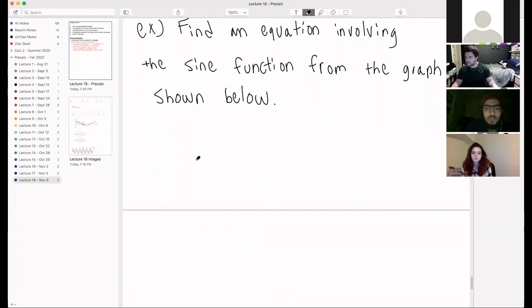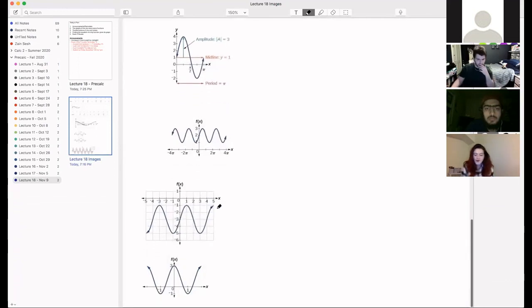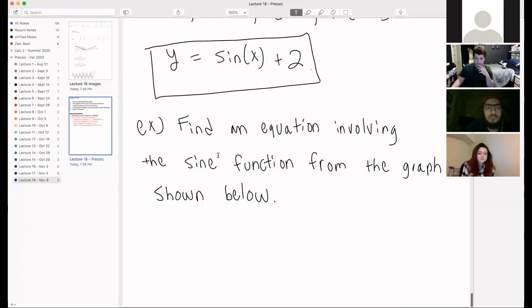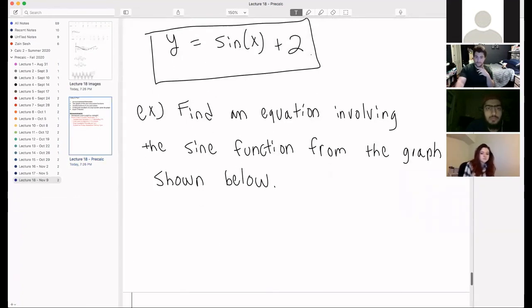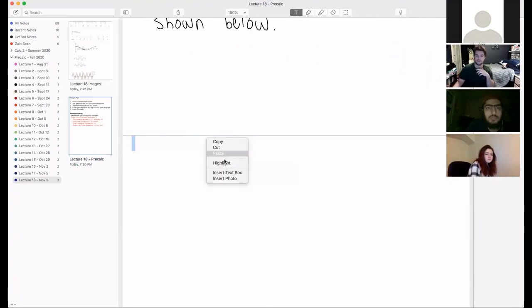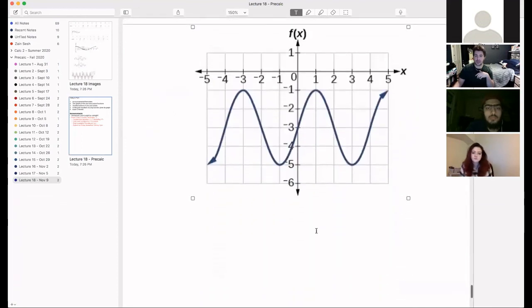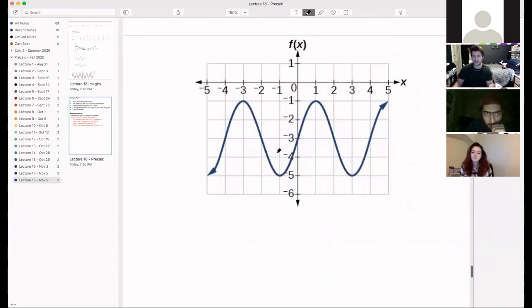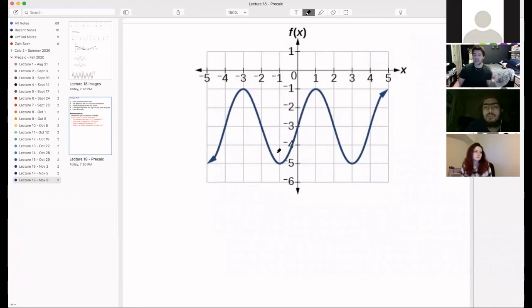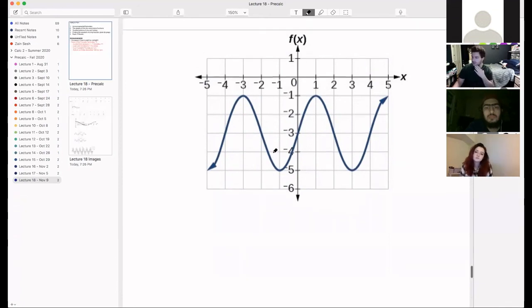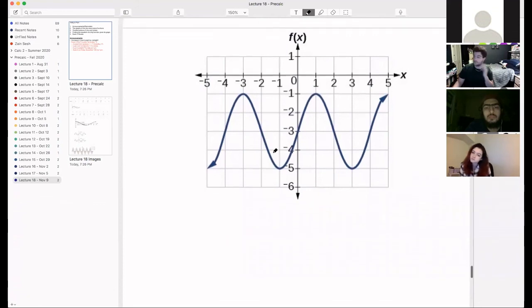Okay, so let's get that graph. Awesome. Okay, so I'm telling you that it's going to be some transformation of the sine function, so there's no guesswork there. What we need to find is A, B, C, and D. We need to find the amplitude, the midline, the phase, well, there's no phase shift here, and the vertical shift. All of that.